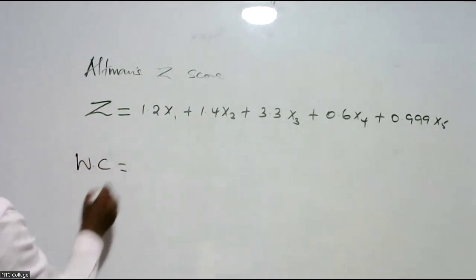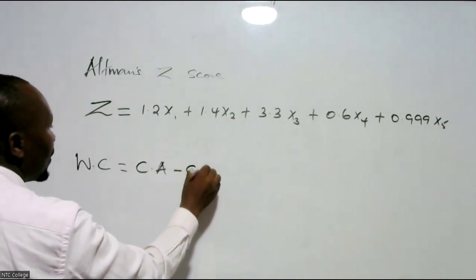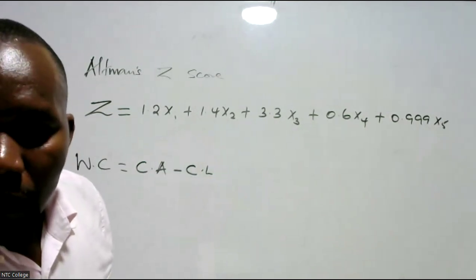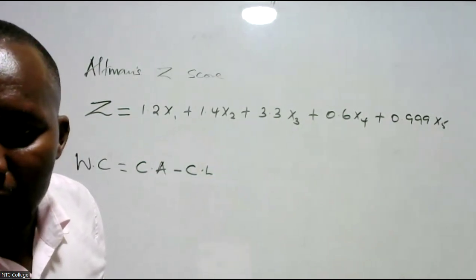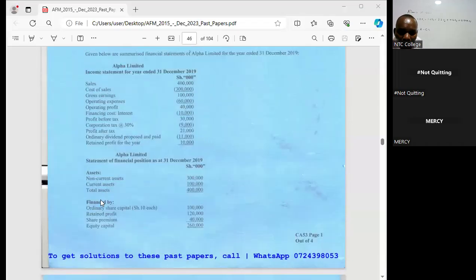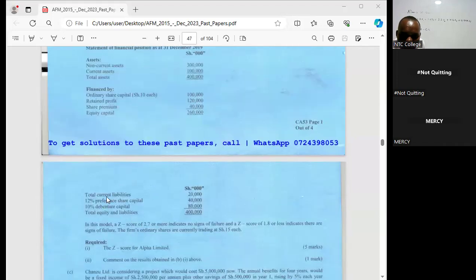Working capital is equal to current asset minus current liability. What do you get there? Current asset, go back here. We have current asset, which is 100. Do we have current liability? Yes, we have current liability. Total current liability is 20. So it is 100 minus 20.